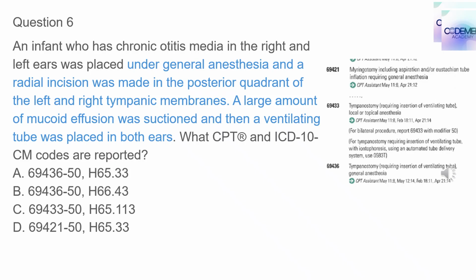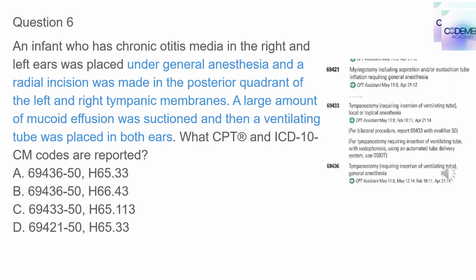So, an infant who has chronic otitis media in the right and the left ear was placed under general anesthesia and a radial incision was made in the posterior quadrant of the left and the right tympanic membrane. A large amount of mucoid effusion was suctioned and then the ventilating tube was placed in both ears. What CPT and ICD codes are reported? So what has happened is they have put the ventilating tube into the tympanic membrane. So this is a case of tympanostomy, not myringotomy.